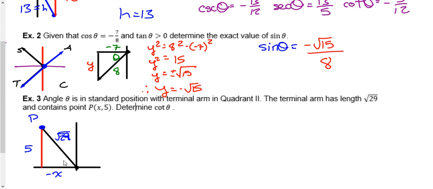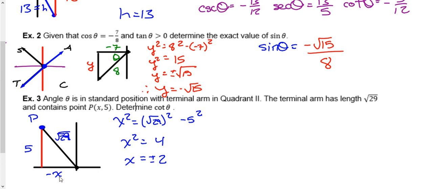For this one, let's find x first. So x squared equals square root 29, all of that squared, minus 5, all squared. That's the same thing as saying 29 minus 25, which is just 4. So x has to equal the square root of 4, which is going to be 2. But it's going to be plus or minus 2 because we square rooted a variable.